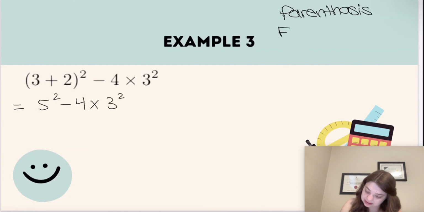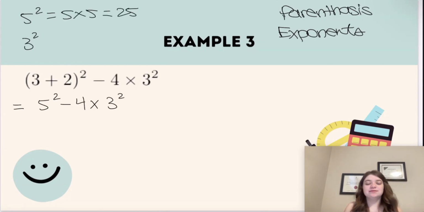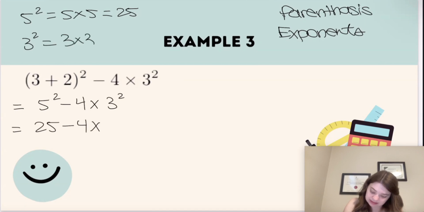Next, we will do exponents. Are there any exponents? Well, yes, there are. There is 5 squared and there's 3 squared. Now, 5 squared is equal to 5 times 5, which is 25. And then 3 squared is equal to 3 times 3, which is 9.